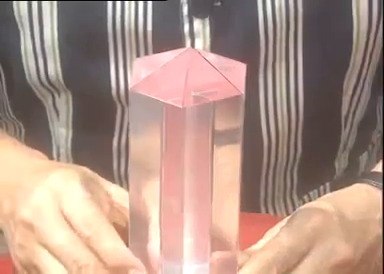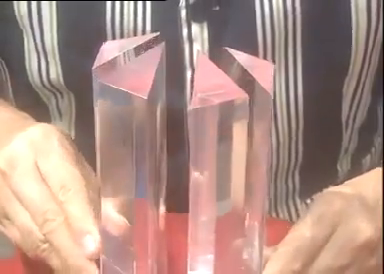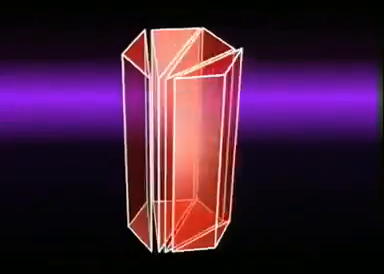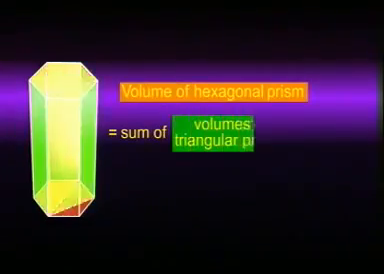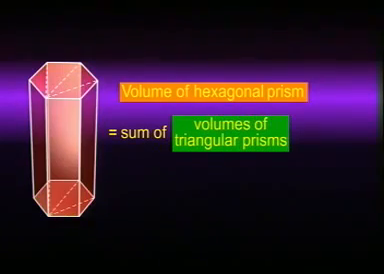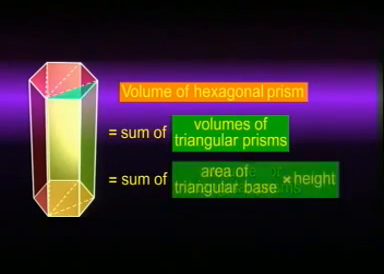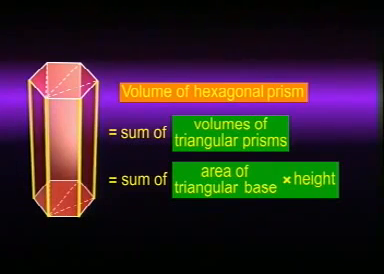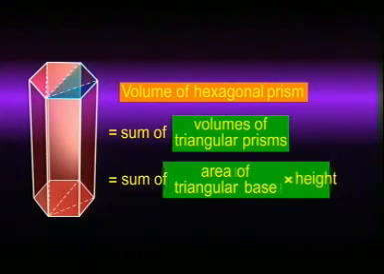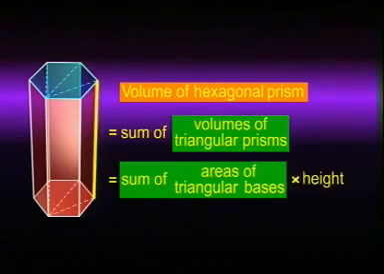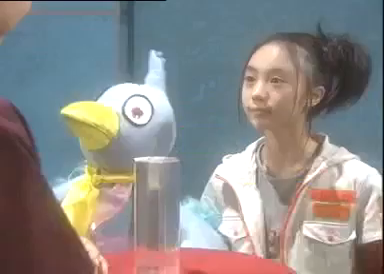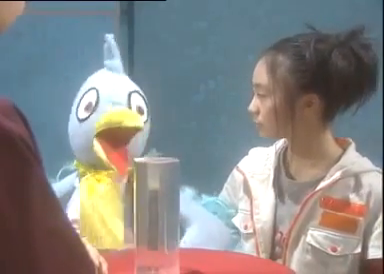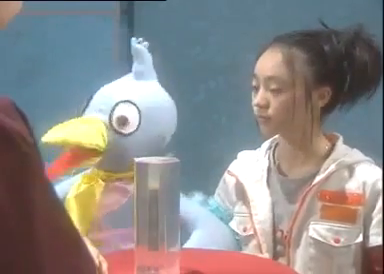Now, we can divide a hexagonal prism into four separate triangular prisms. That means that the volume of the hexagonal prism equals the sum of the volumes of the four triangular prisms. As the volume of a triangular prism is equal to base area times height, and as the heights of these triangular prisms are the same, we first add up the areas of the four triangular bases and then multiply by the height. This is the same as the base area of the hexagonal prism times its height. So the volume of a hexagonal prism equals its base area times its height.